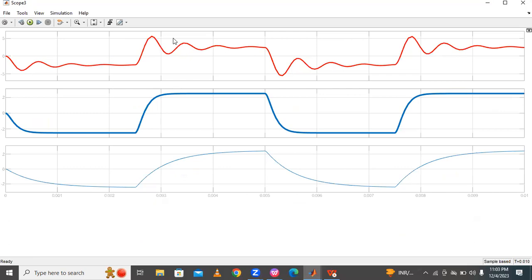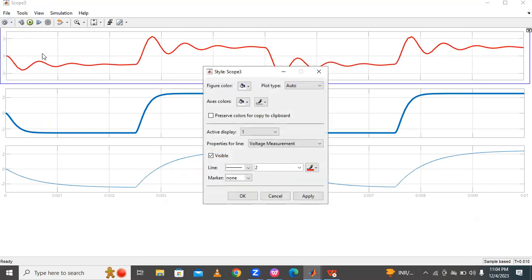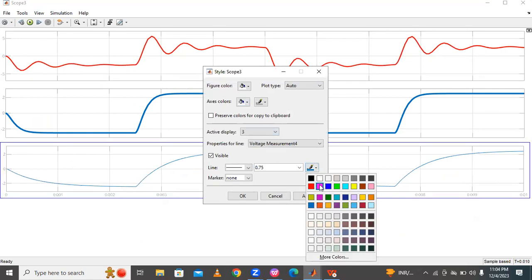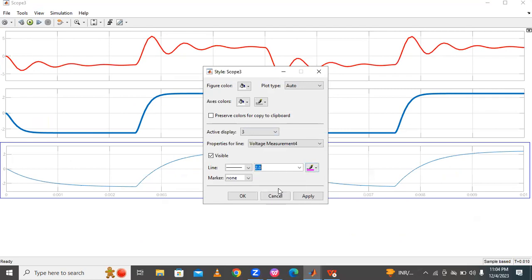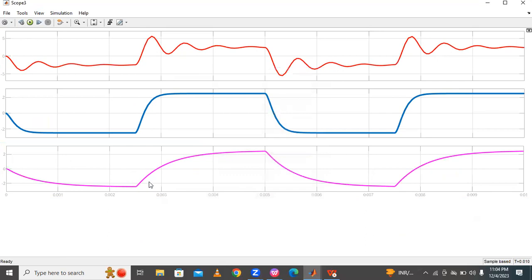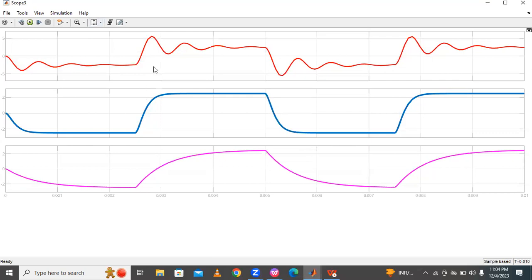This is the response for 100 amp system. This is the response for critical damper system. And our last one is called active display three. Let me change the color like this, and also thickness. Okay. So this is for overdamped system. First one is called underdamped system, this is for critical damped system, this is for overdamped system. Underdamped, critical damped, overdamped, for scale waveform. Okay. Like this, we will get the response of the system.